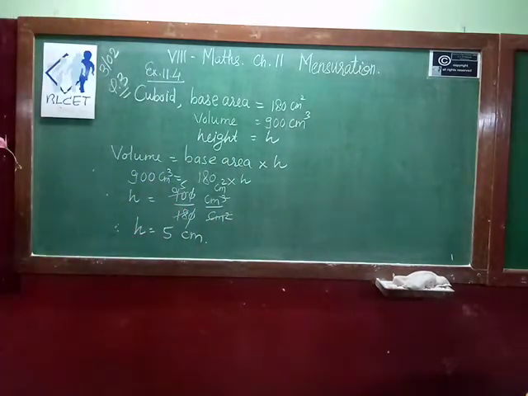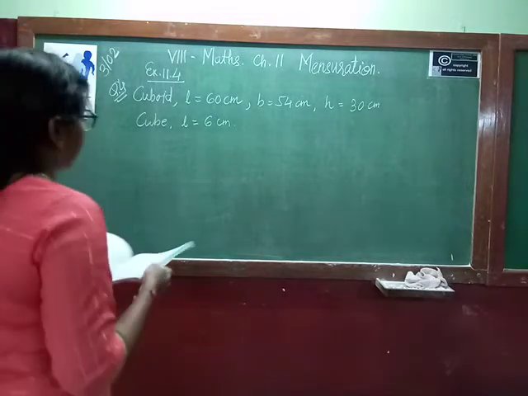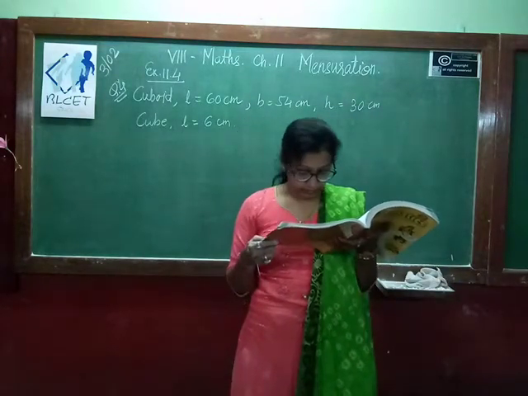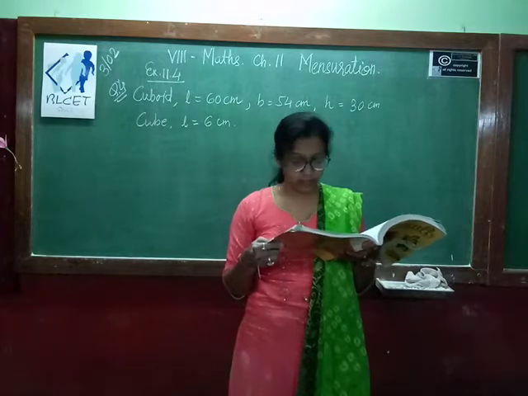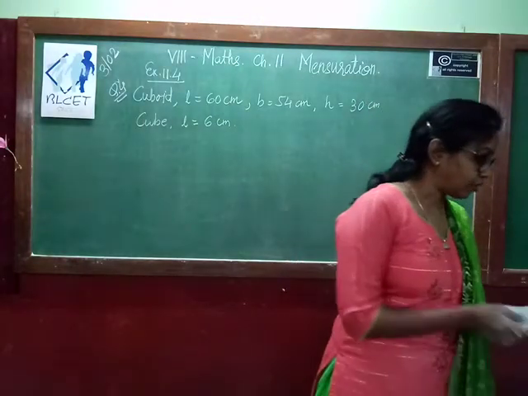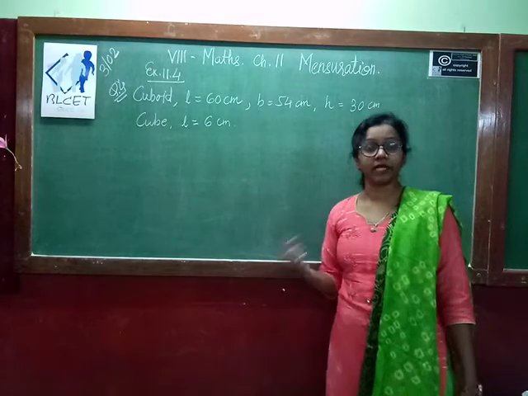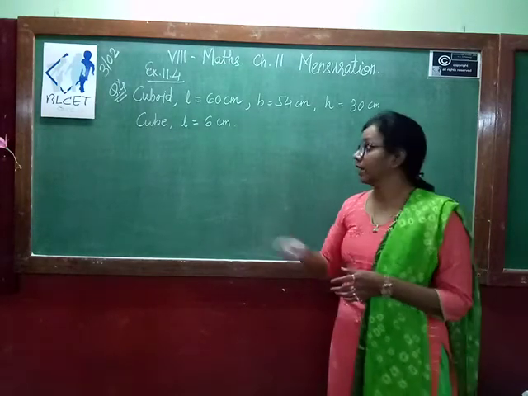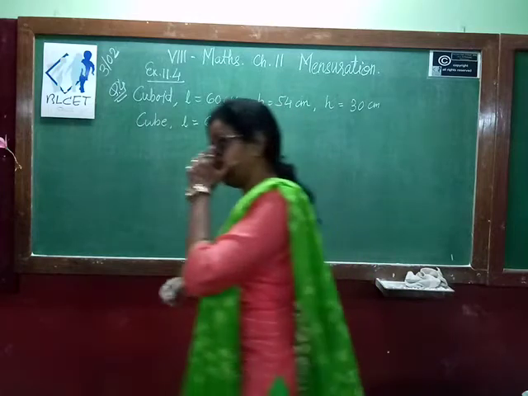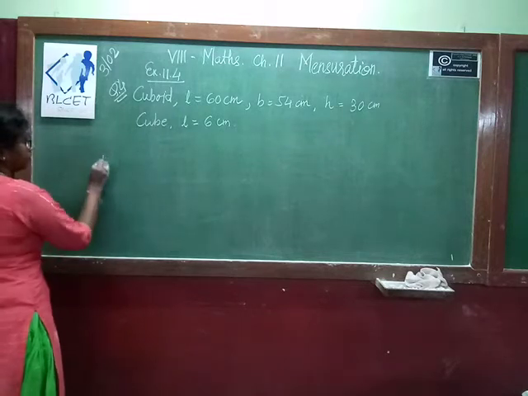Question number 4. The question is, a cuboid of dimension 60 cm into 54 cm into 30 cm. How many small cubes with side 6 cm can be placed in the given cuboid? So here we have to find the volume for cuboid and volume for cube, and then we have to take the division, that total volume divided by volume of one cube, so that we will get the number of cubes fitted in this cuboid.